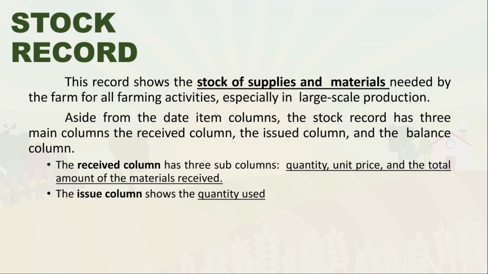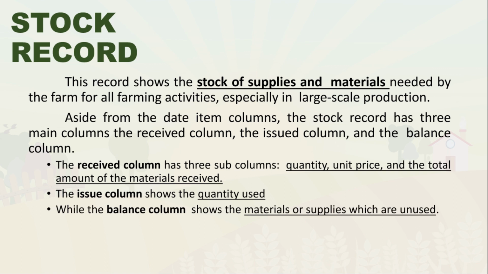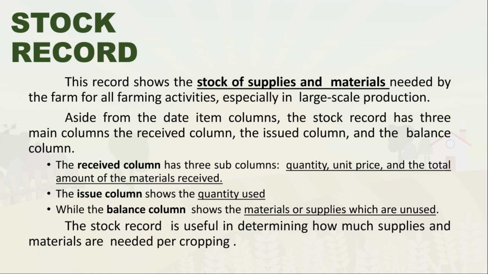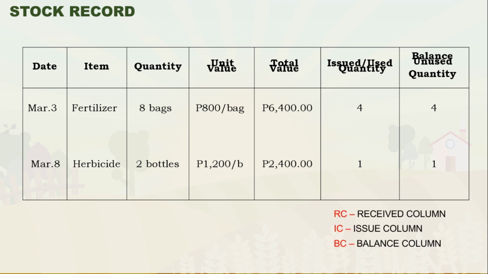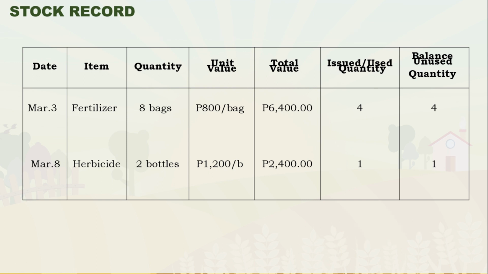And the issue column shows the quantity used, while the balance column shows the materials or supplies which are unused. The stock record is helpful in determining how much supplies and materials are needed per crop. So ito ang halimbawa ng stock record. Iyang nakikita nyong RC, yan ang receipt column. Yung issue column naman ay ito, while the balance column naman ay this last part. Okay? So that is the stock record.